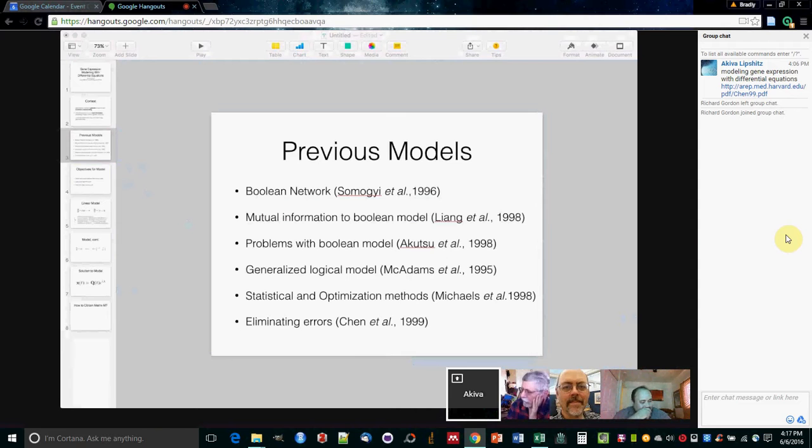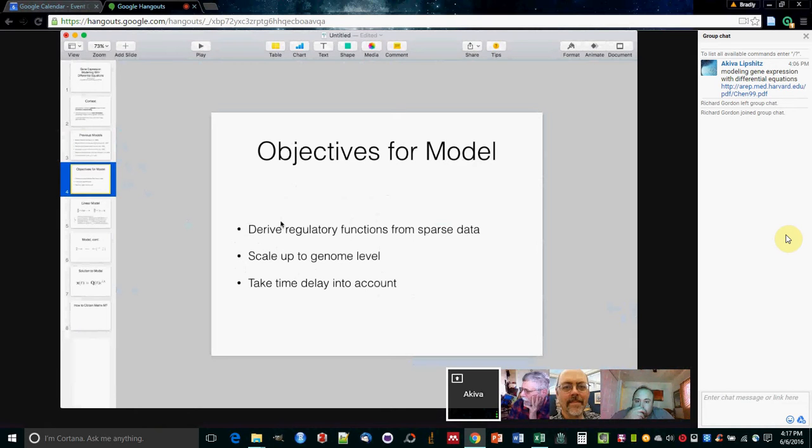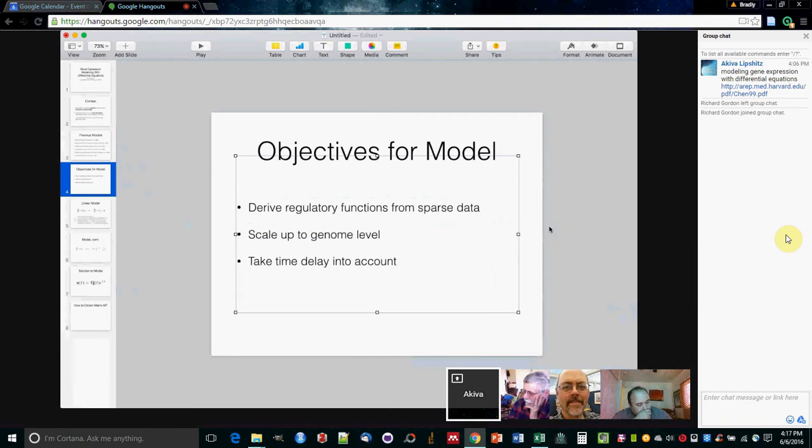Yeah, okay. Well, and then this last paper tries to build upon the Michaels methods for optimizing this logical model. There's some noise in the data, and that's what this last paper deals with. So that's all the prior work that the paper cites, and now I'll just go into the objectives that they state for their model.